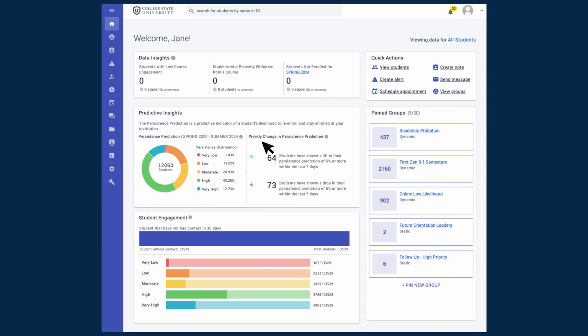The weekly change in persistence prediction counts can be used to identify students with a significant shift in their persistence scores. Tracking a shift in persistence scores helps catch students who may be in crisis based on changes in behavior and engagement, even if their grades don't show it yet.